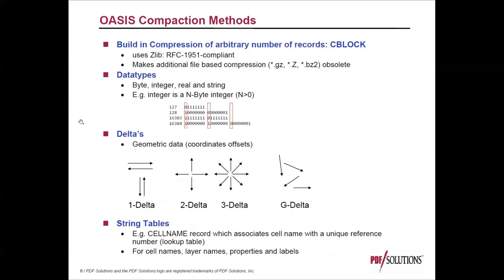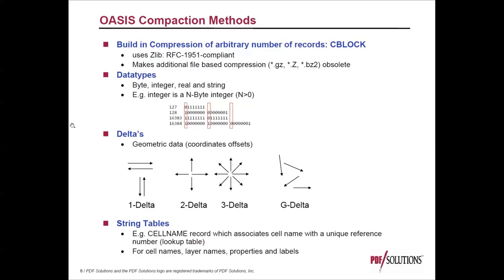The deltas is just a smart way of, instead of saving every point with an XY coordinate, they have different types of deltas where they can do just horizontal, vertical offsets, or offsets in all directions, or the G deltas, which are kind of really in any direction.